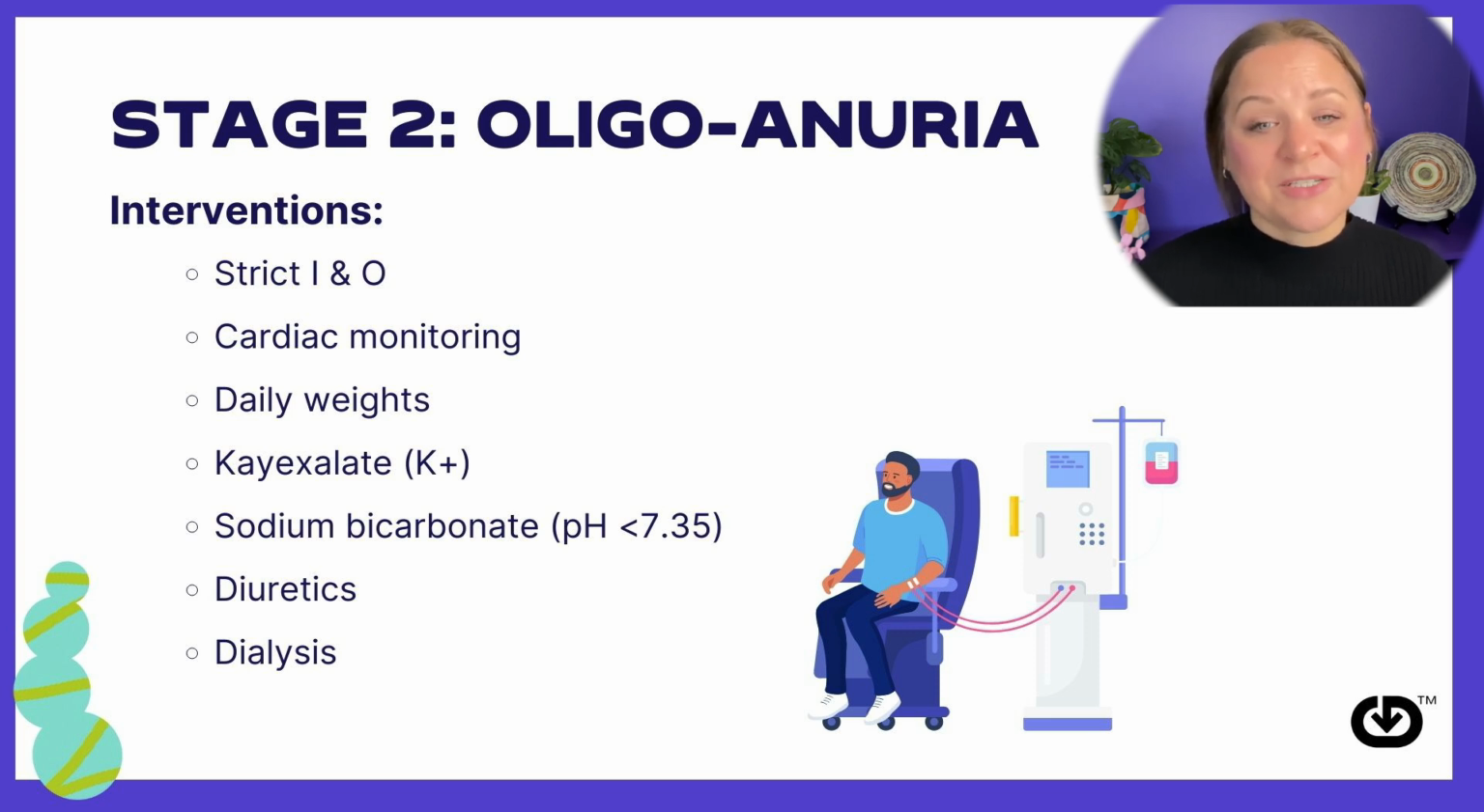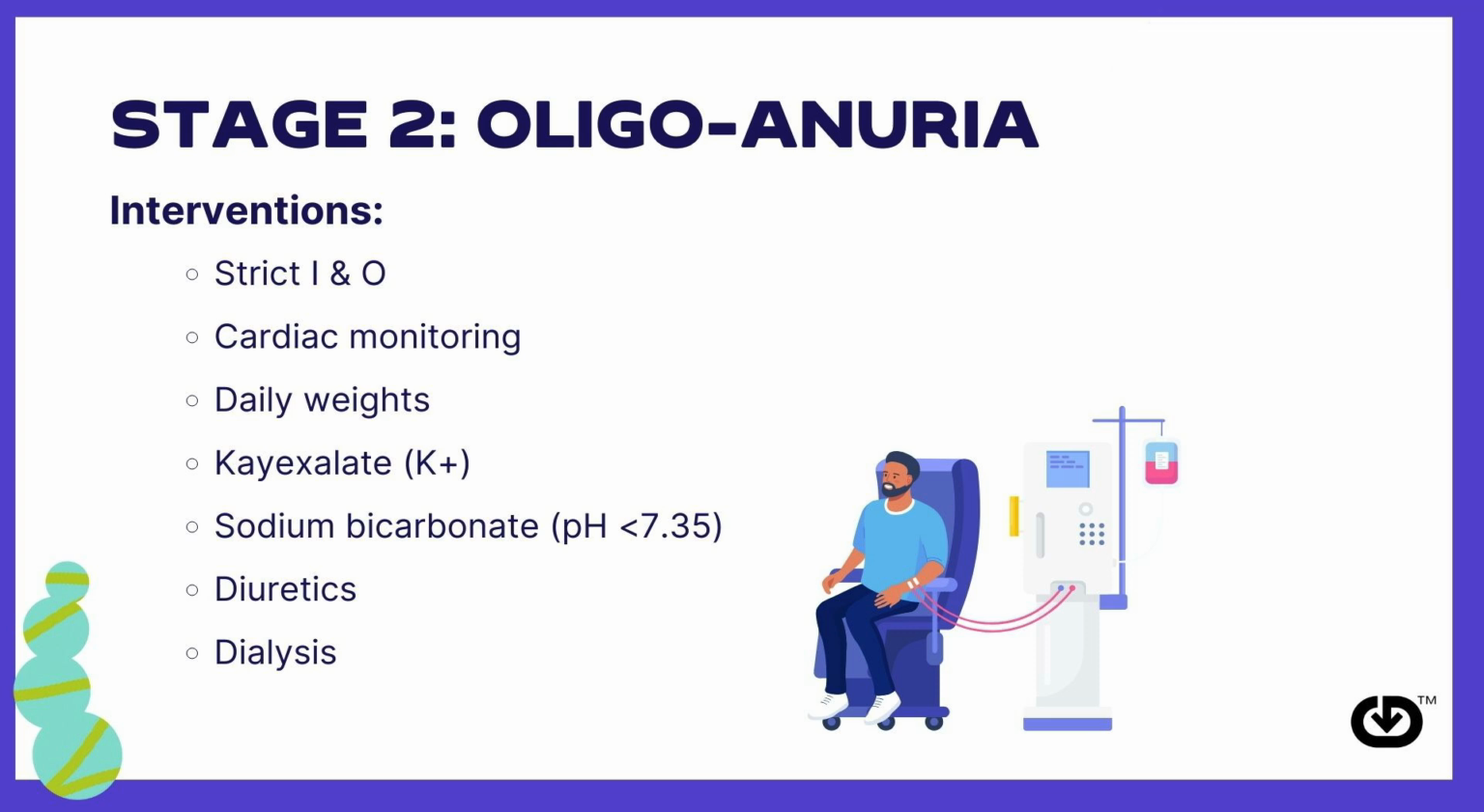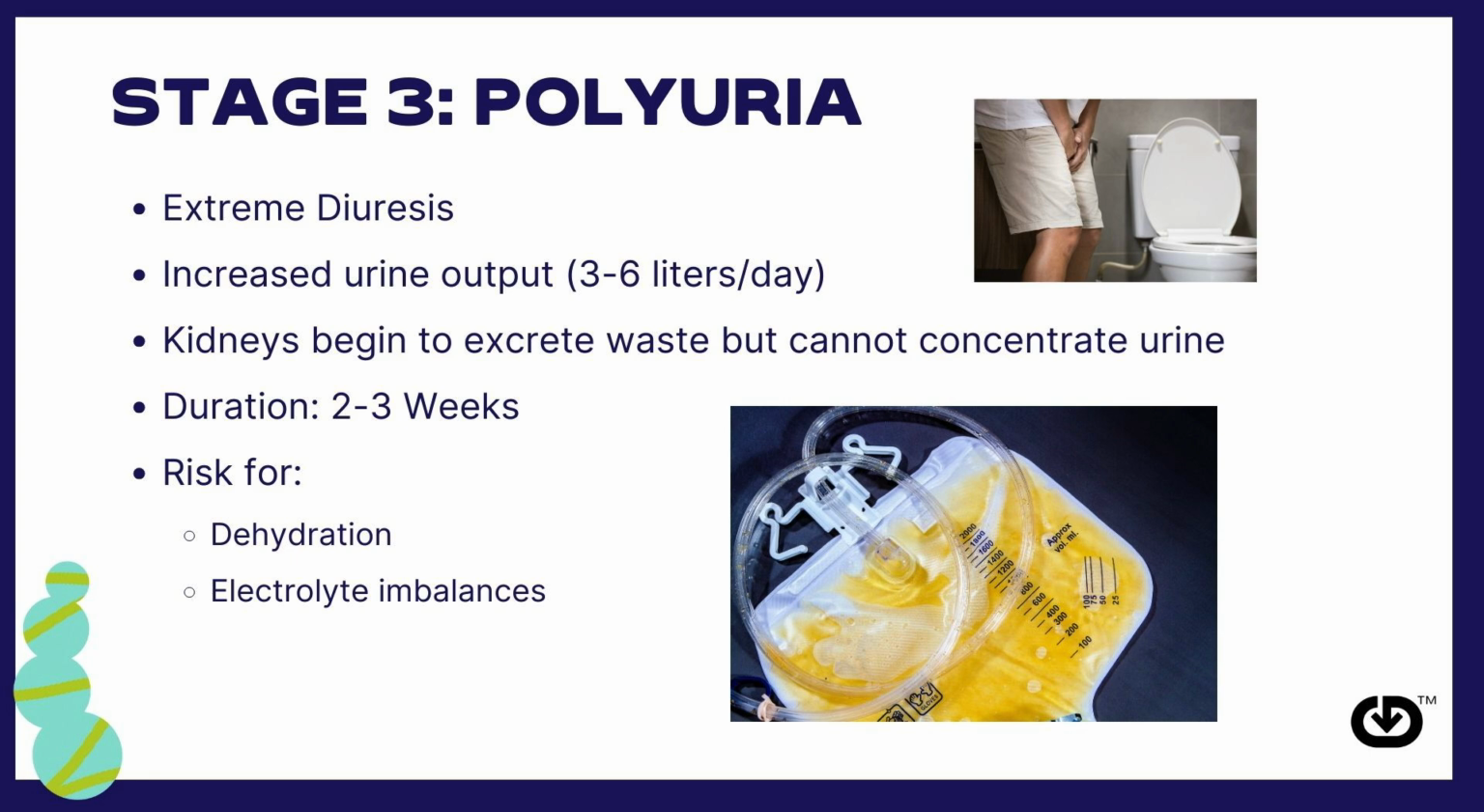Now, stage 3 is when the kidneys start to recover. And at first, the kidneys are really good at filtering out fluid, but they're unable to concentrate the urine. And so in stage 3, we see polyuria. Poly means lots, uria means urine. So we see extreme diuresis.